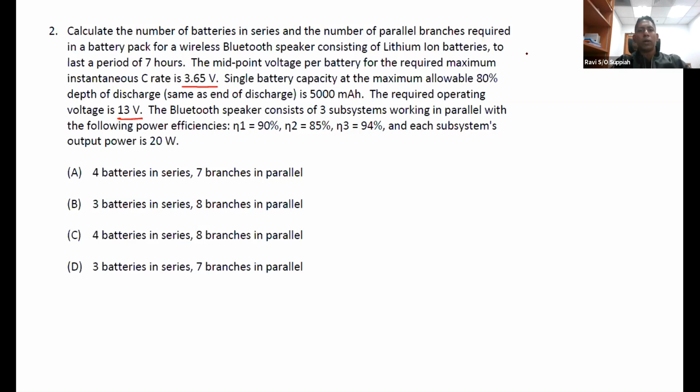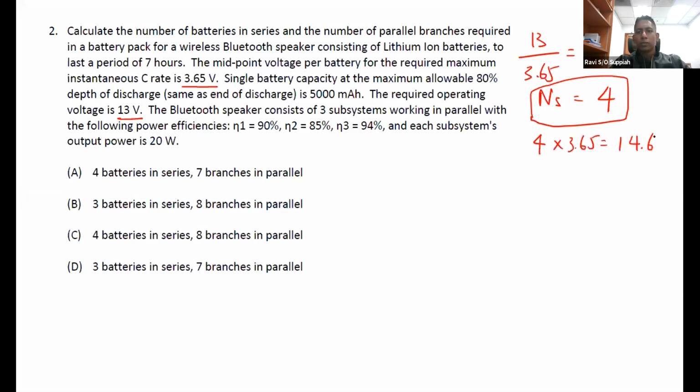So 13, which is the required operating voltage, divided by 3.65 will give me 3.56. Then you take the ceiling of that, which will give me 4. So that is your number of cells in series. I need to connect 4 cells in series to provide the required voltage. The voltage that will now be supplied by the system is 4 times 3.65, which is 14.6 volts.